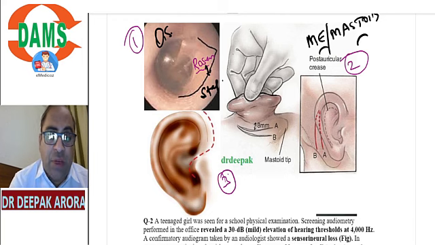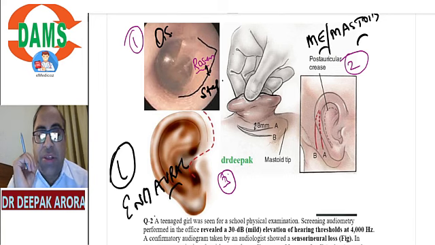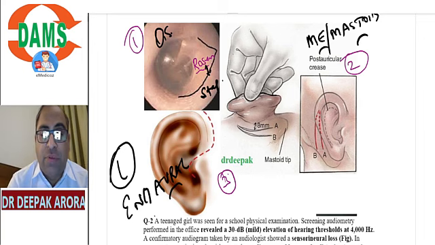L-E-M-P-E-R-T, Lempert. This one is your Lempert incision. We call it the Lempert endaural incision. At the end of the pinna, we are giving the incision. It is used for pediatric patients. Always remember, incision number 3 is used for pediatric patients.